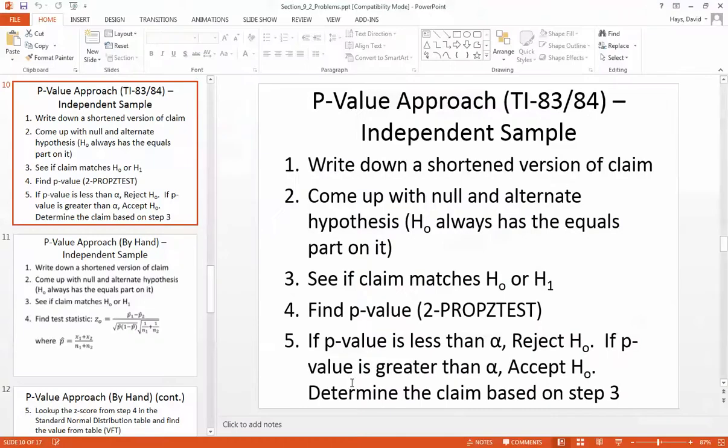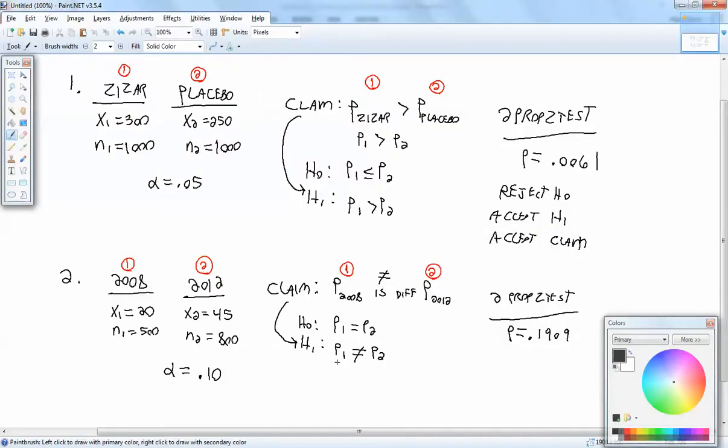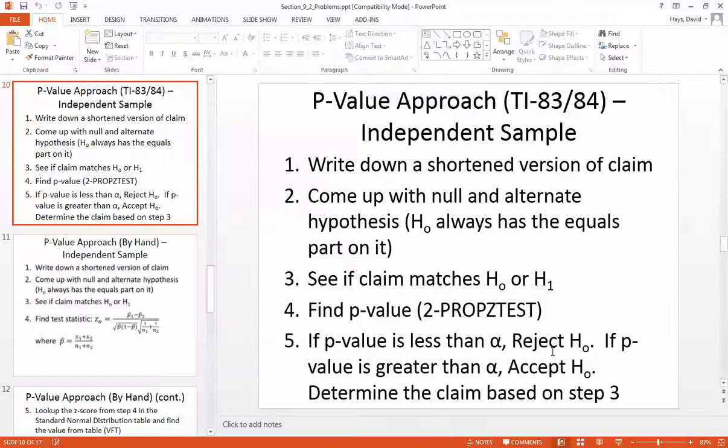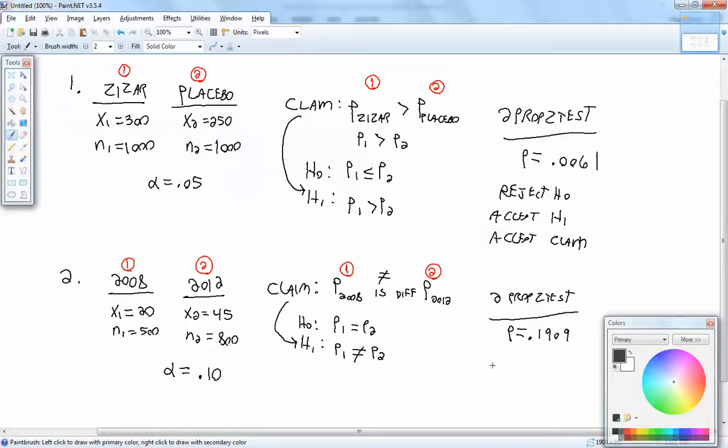Okay, now back to our steps. If p-value is less than alpha, alpha is 10%, p-value is greater than. So it says if p-value is greater than alpha, accept H0. So for conclusion, we're going to accept H0, which means we'll reject H1. And since our claim matches H1, whatever we say about H1 is what we say about our claim. So we'll reject our claim.